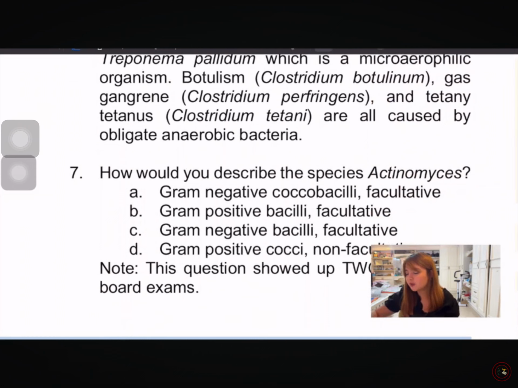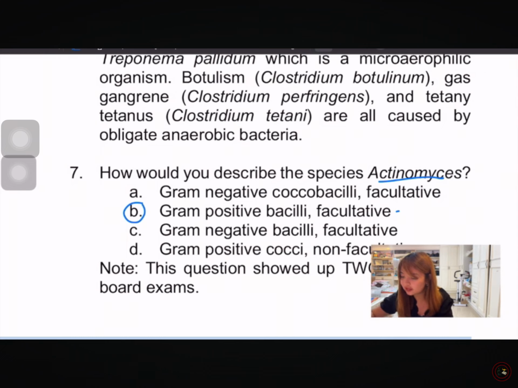Next, how would you describe the species Actinomyces? I'm gonna be honest with you guys. Hindi ko to nasagot ng maayos ng boards ko kasi parang medyo na-blanco ako. Yung Actinomyces, it is a gram-positive bacilli that is facultative. Ito yung tamang sagot. This showed up 2 times in my board exams.